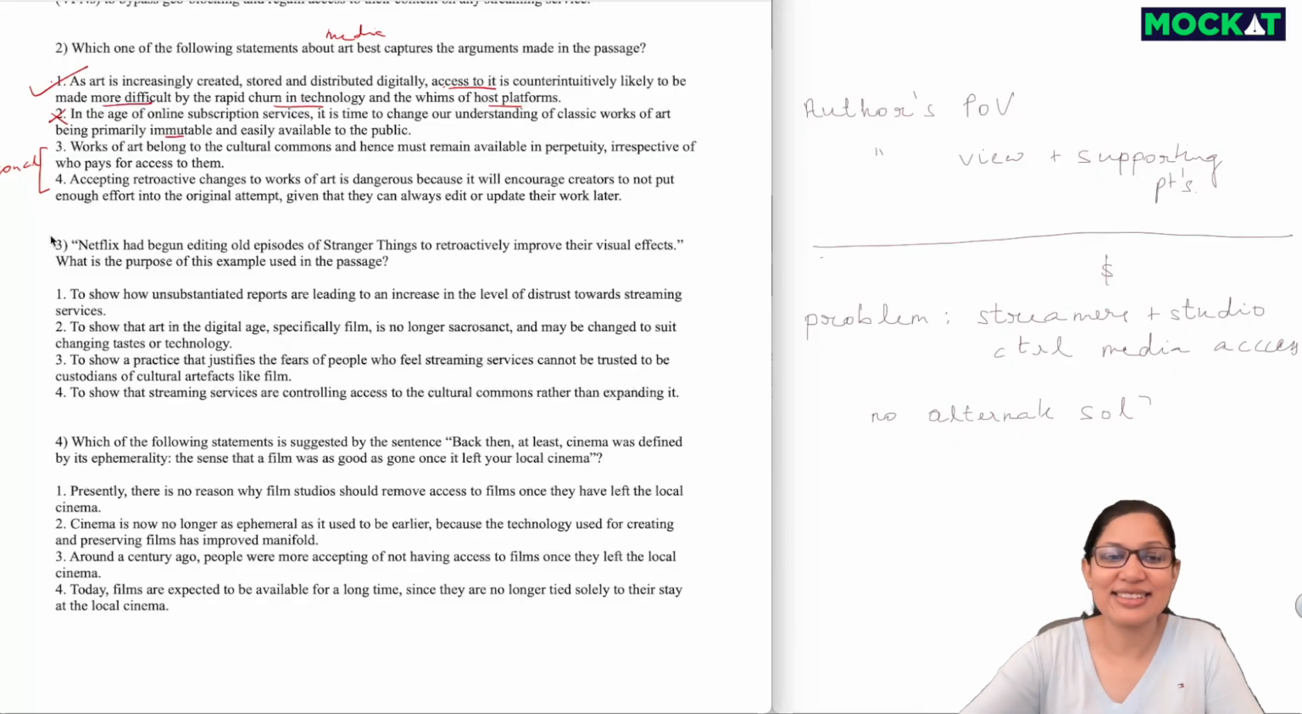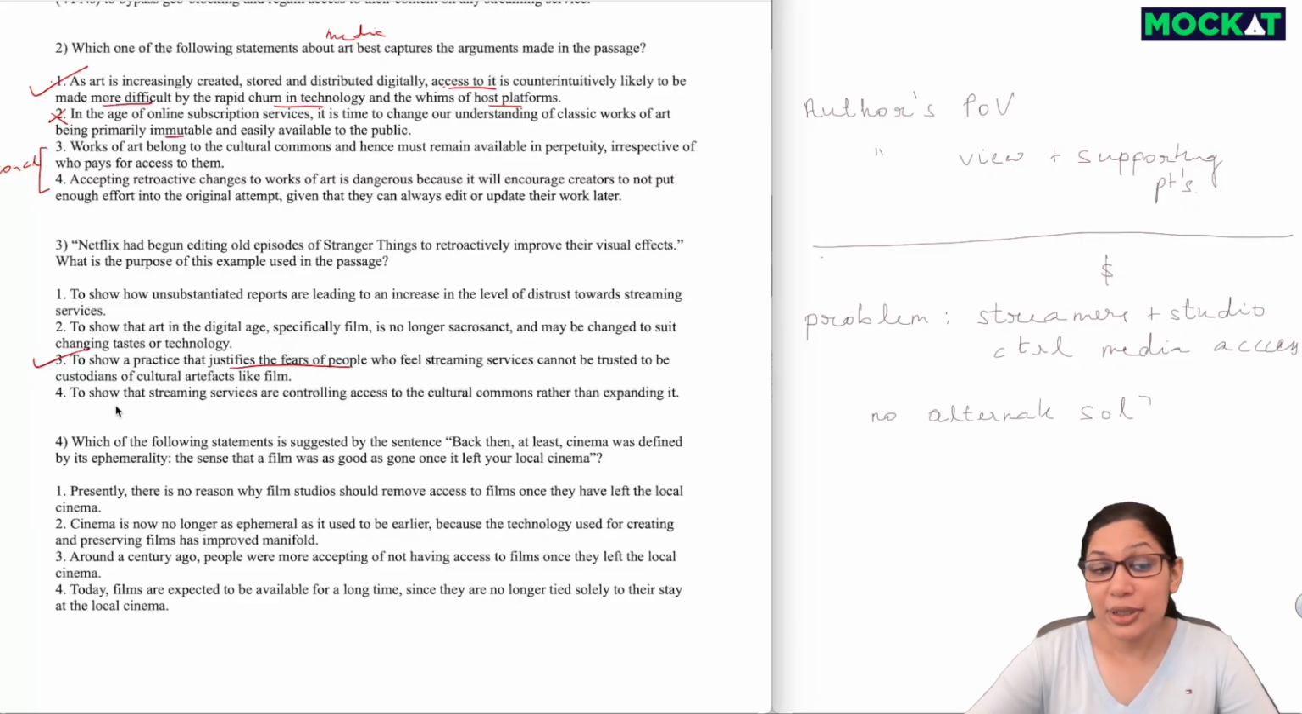they're controlling access. And that is something which, if you see, is there in option 3, to show a practice that justifies the fears of people who feel that streaming platforms cannot be trusted to be custodians of cultural artifacts like film. So in short, people who were afraid that streaming services cannot be trusted to hold on to content, now they are saying that, hey, with this example, what I told you was justified. Justified is nothing but another word for vindicated. So this becomes the right answer.